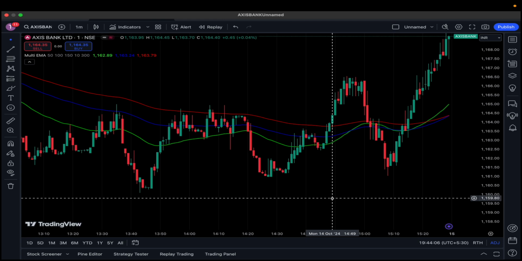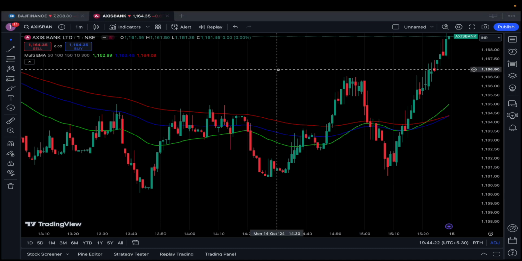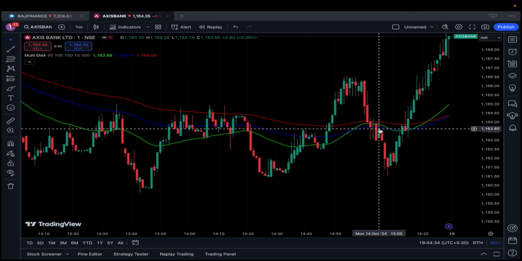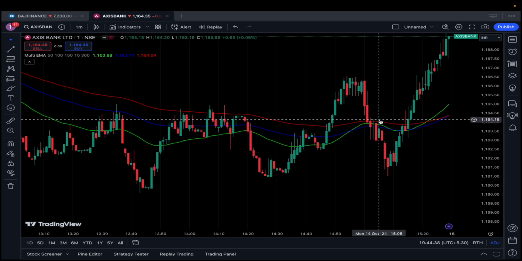So let us quickly summarize what exactly we have studied in the last video. First thing we have to keep in mind is you have to select a high momentum or highly volatile stock, like Axis Bank we have selected. Second, you have to select the indicator as multi EMA in the community section, and the 3 EMA lines will be 50, 100 and 150. Next, all the EMA lines should be away from each other and not close to each other.